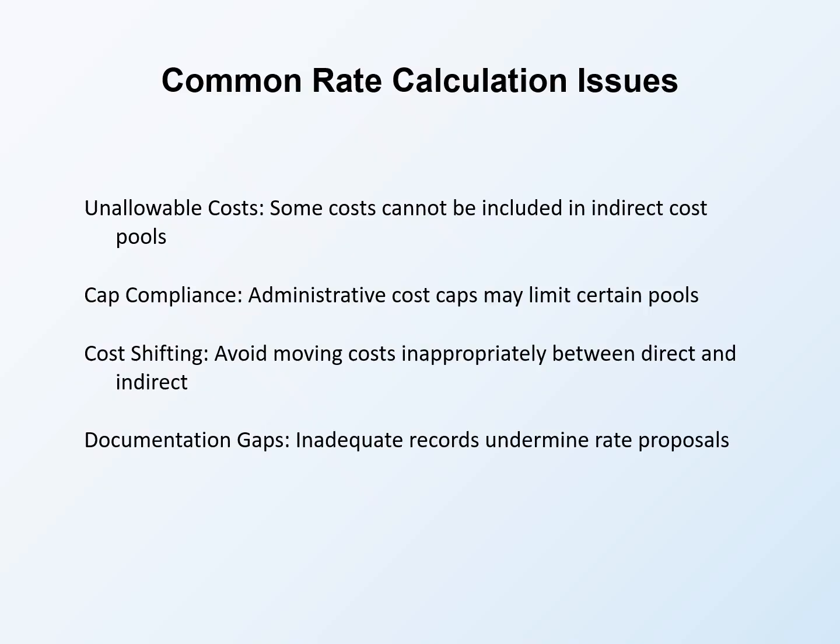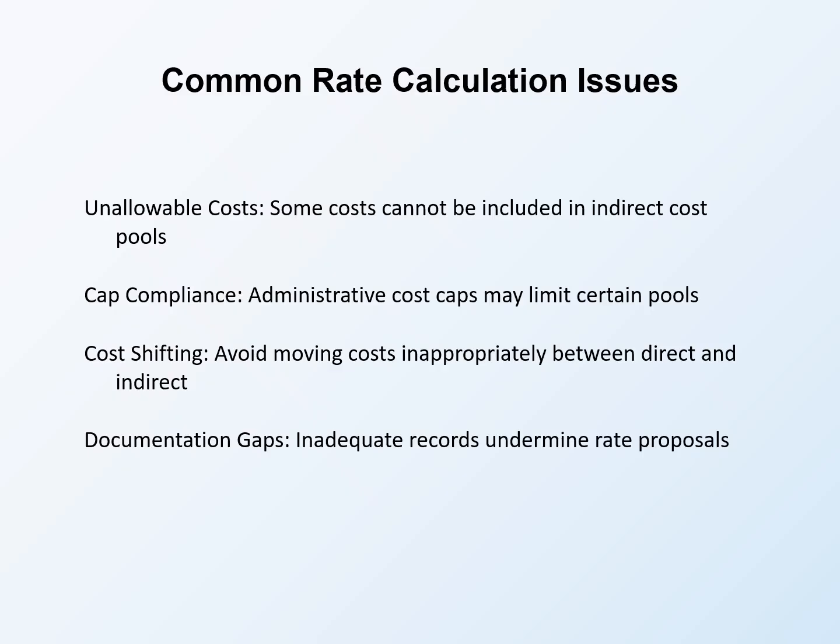Unallowable costs cannot be included in indirect cost pools. Just as some costs are unallowable as direct charges, they are also unallowable as indirect charges. Entertainment, alcoholic beverages, and other prohibited costs must be excluded from indirect cost pools regardless of how they are funded. Cap compliance may limit certain cost pools. Federal regulations impose caps on administrative cost recovery, particularly the 26% cap on administrative costs for universities. Organizations must ensure their rate proposals comply with applicable caps.